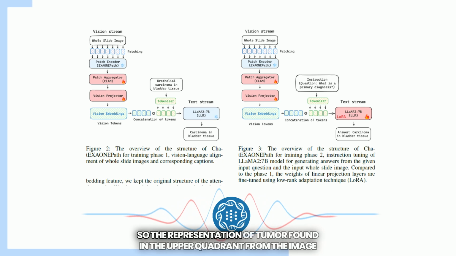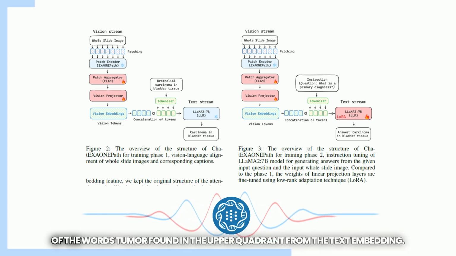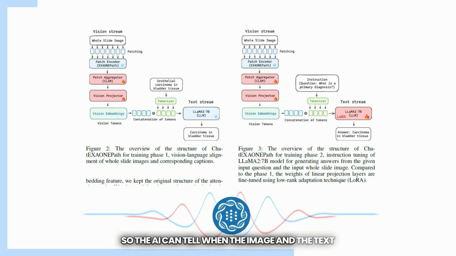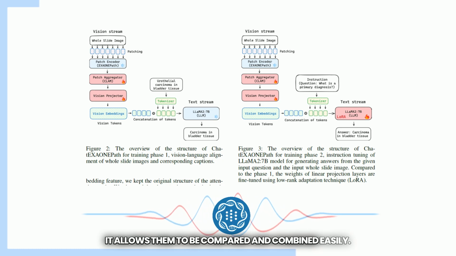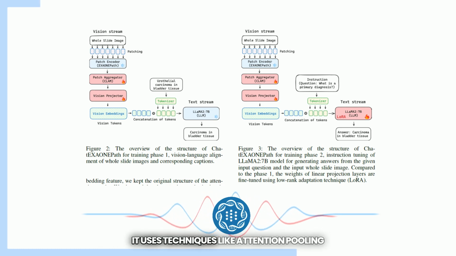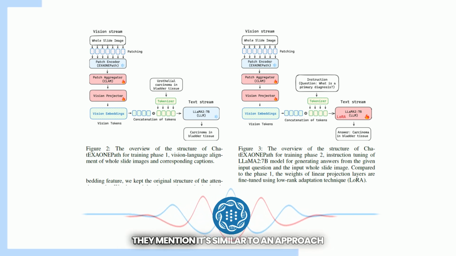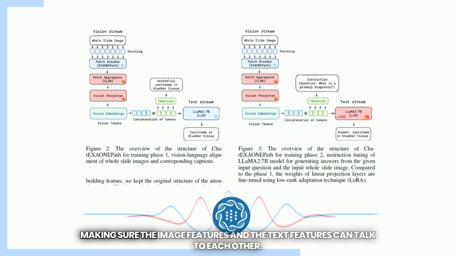So the representation of "tumor found in the upper quadrant" from the image embedding ends up being numerically close to the representation of the words "tumor found in the upper quadrant" from the text embedding. So the AI can tell when the image and the text are referring to the same concept. It allows them to be compared and combined easily. Exactly. It uses techniques like attention pooling and linear layers to achieve this alignment. They mention it's similar to an approach used in a previous model called PathChat. Okay, making sure the image features and the text features can talk to each other.